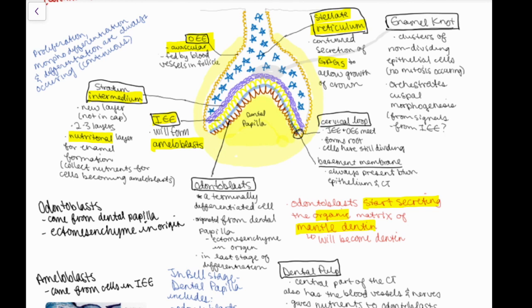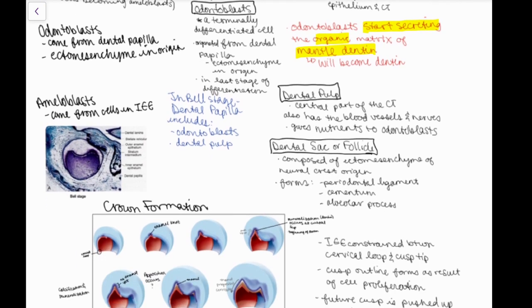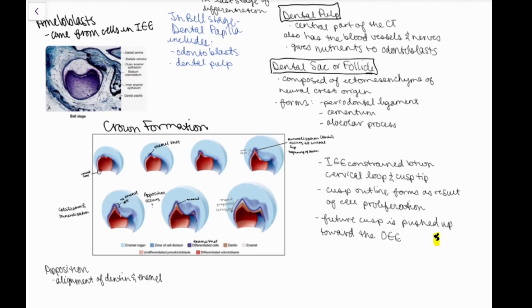The main key to knowing that you are in the cap stage is forming this enamel knot. And an enamel knot is just the non-dividing epithelial cells, and those will decide the shape of the tooth. We'll keep going. So we have ameloblasts that we said came from inner enamel epithelium. We have the dental pulp, which came from the papilla. We have the dental sac or follicle that forms the PDL, the cementum, and the alveolar bone.